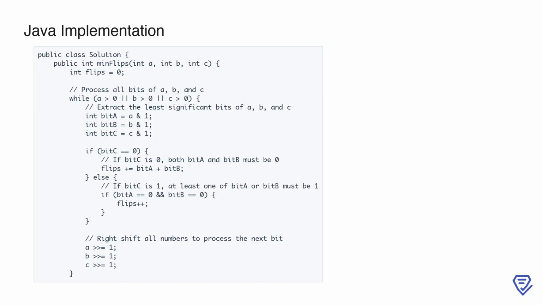The while loop ensures that we process all the bits of A, B, and C until all of them become 0. Inside the loop, we extract the least significant bits of A, B, and C using the bitwise AND operation with 1. These least significant bits are stored in bitA, bitB, and bitC, respectively.